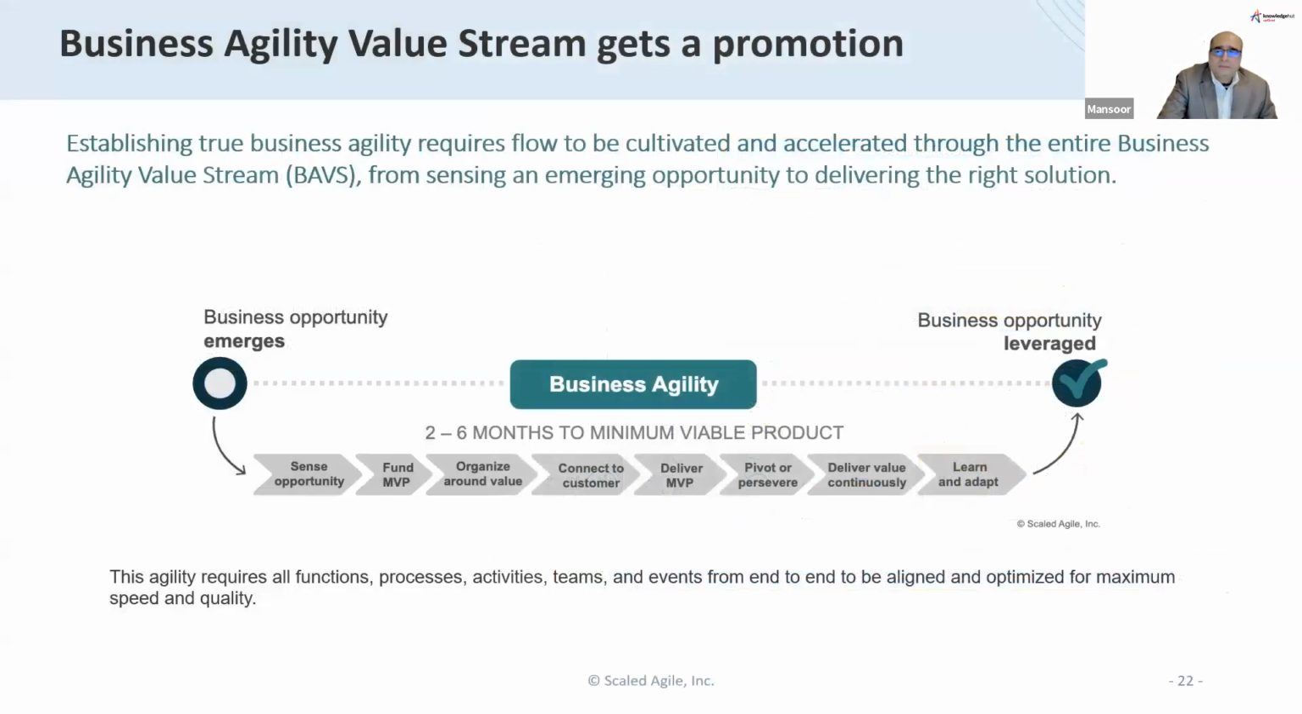So the business agility value stream was present in 5, but as an extended guidance article, but now it's part of the big picture. Business agility value stream is underpinned by 7 core competencies of business agility. Hence, we need to know why before we do the what, right? So it's very important. We need to know the goal of business agility is to deliver a minimum viable product in 2 to 6 months.